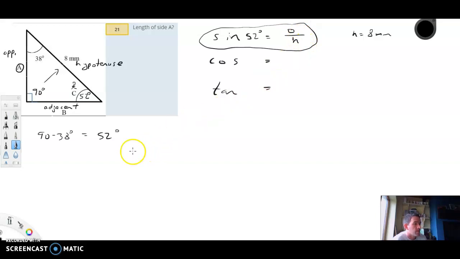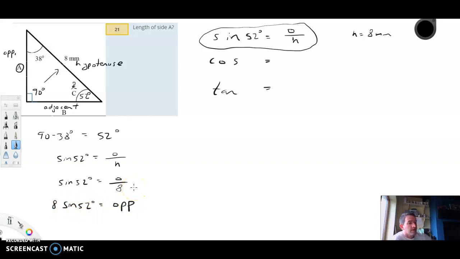So we start down here maybe. Sine 52 degrees equals opposite over hypotenuse. And we know that H equals 8. So sine 52 degrees equals opposite over 8. Multiply both sides by 8, and we get 8 times sine 52 degrees equals our opposite.